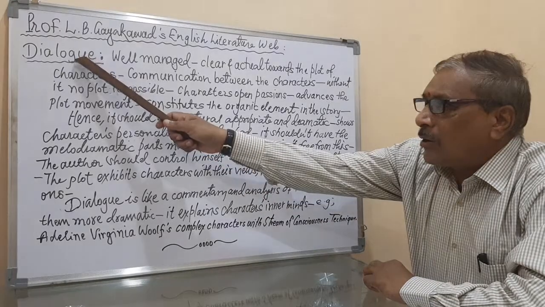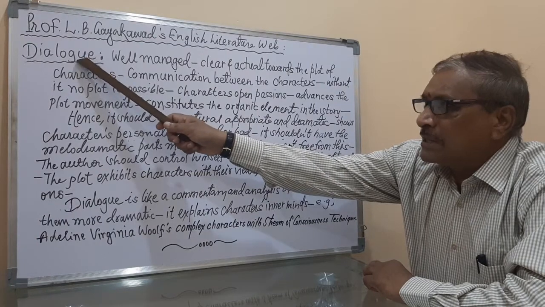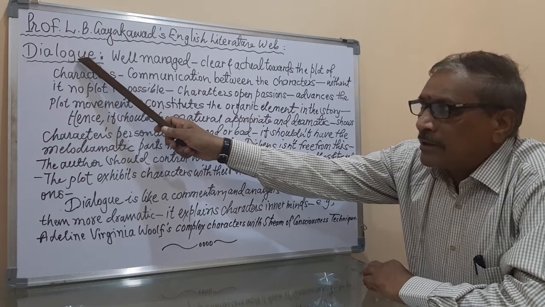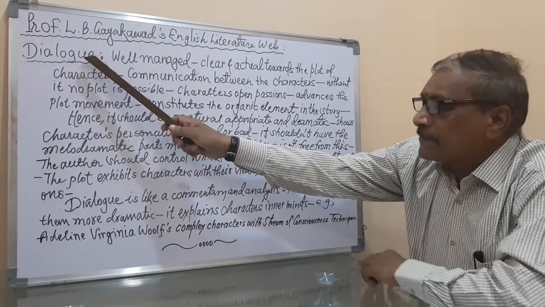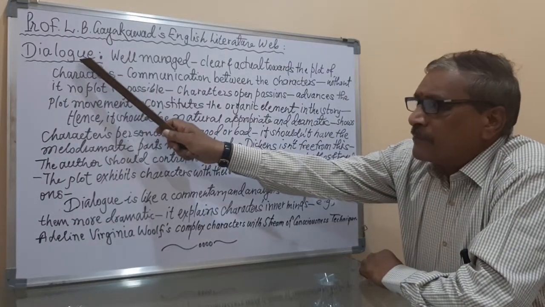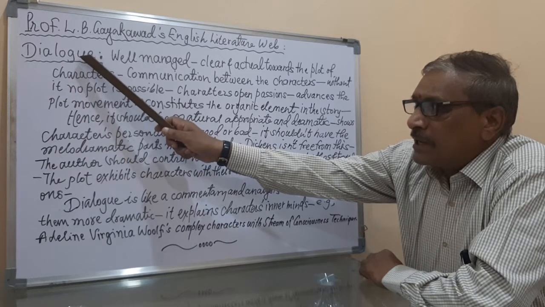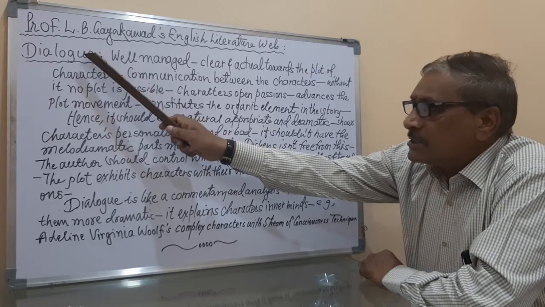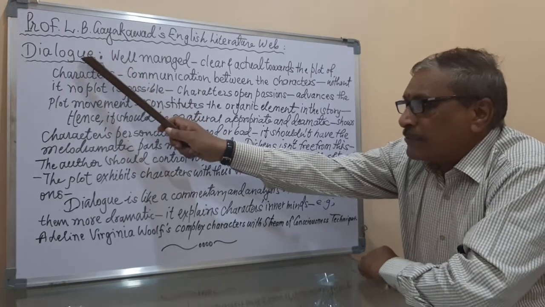What is dialogue? Dialogue means a communication. Dialogue means a talk between two persons. In this way, the dialogue happens in the story. So the story is written by the writer.